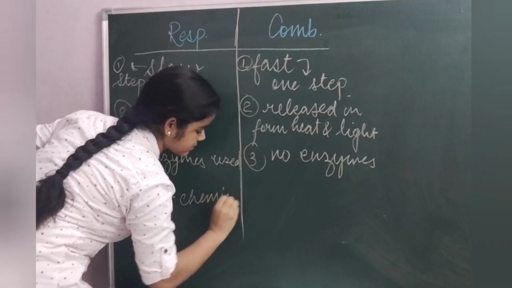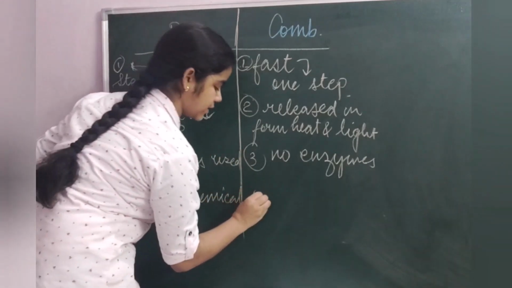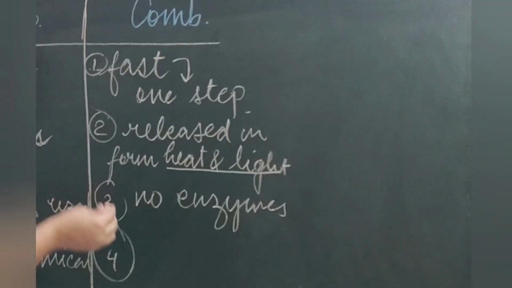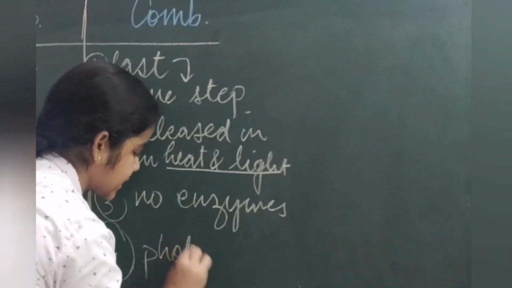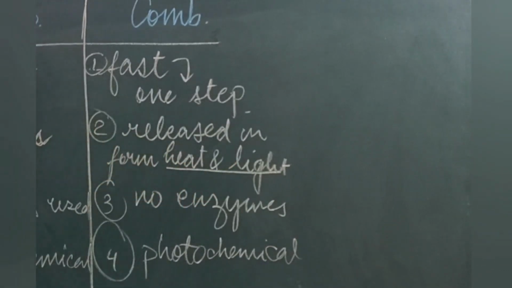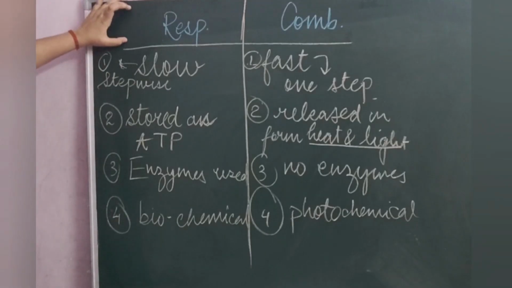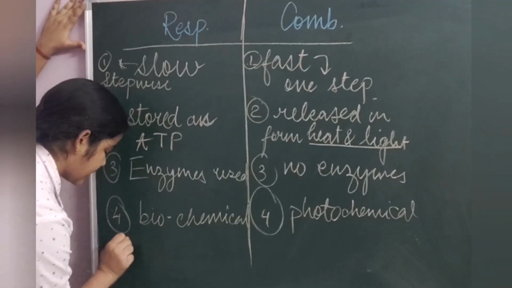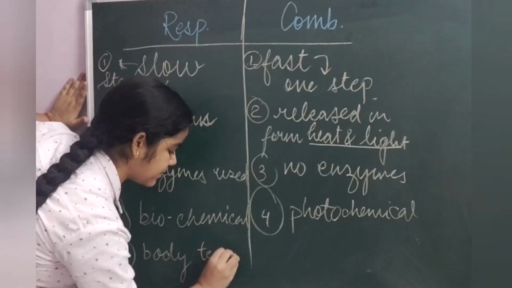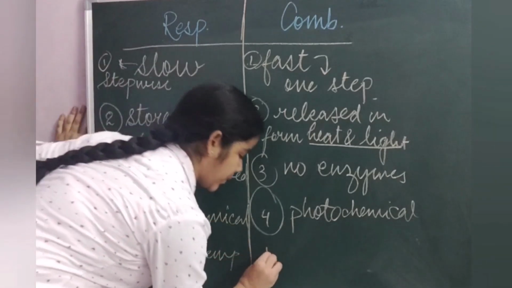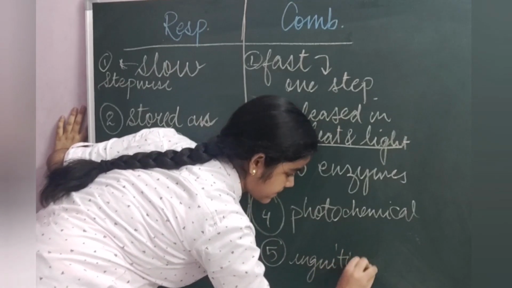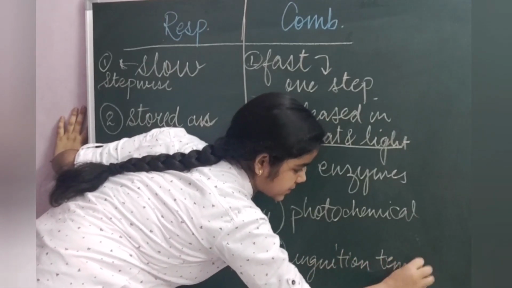Biochemical process. Whereas here heat and light are released, right? So it will be a photochemical process. Photo means light. Now, is too much heat required for respiration? No, not too much. It may occur at the body temperature also. So it usually occurs at the body temperature, whereas for combustion you will require ignition temperature. So this is the difference between these both.